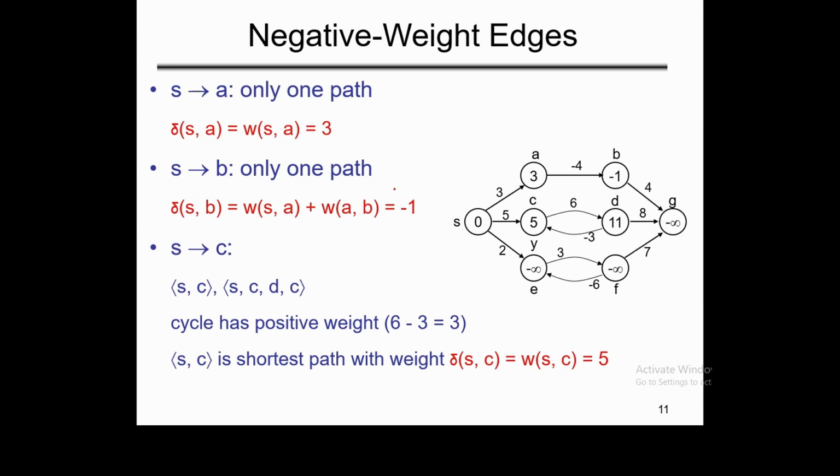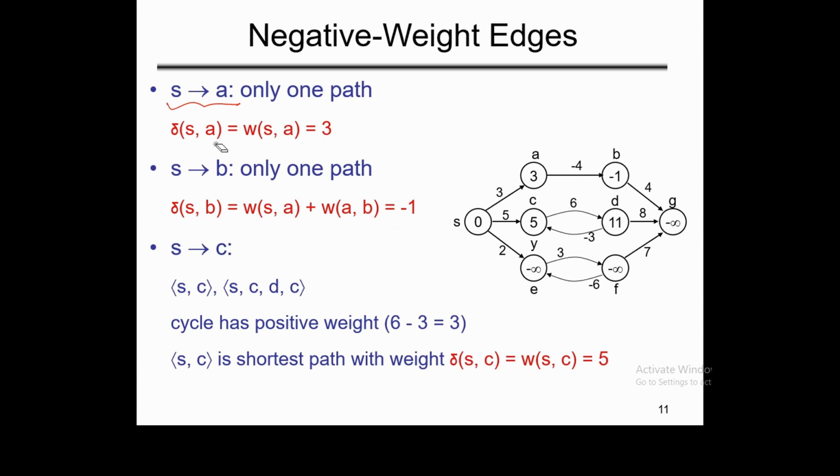So let's suppose we are talking about this graph. If we are talking about the path from S to A, there is a direct edge from S to A, so the weight del S to A will be 3. If we are talking about S to B, we are having a single path, that is from S to A and A to B. So weight of S to A plus weight of A to B, that is 3 plus minus 4, that is minus 1 from S to B.